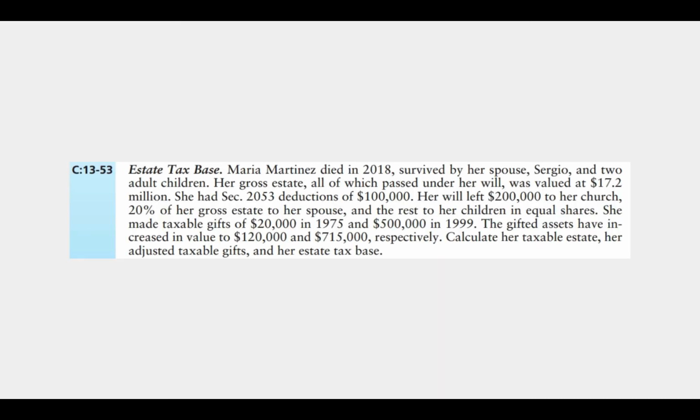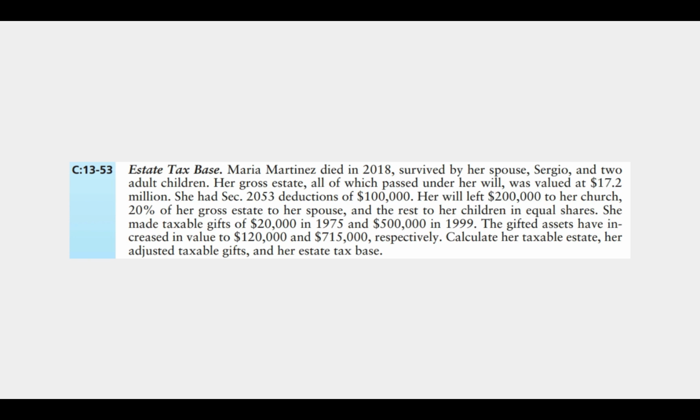Maria Martinez died in 2018, survived by her spouse, Sergio, and 2 adult children. Her gross estate, all of which passed under her will, was valued at $17.2 million. She had Section 2053 deductions of $100,000. Her will left $200,000 to her church, 20% of her gross estate to her spouse, and the rest to her children in equal shares. She made taxable gifts of $20,000 in 1975 and $500,000 in 1999. The gifted assets have increased in value to $120,000 and $715,000 respectively. Calculate her taxable estate, her adjusted taxable gifts, and her estate tax base.